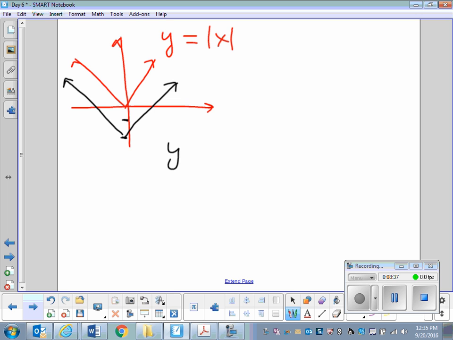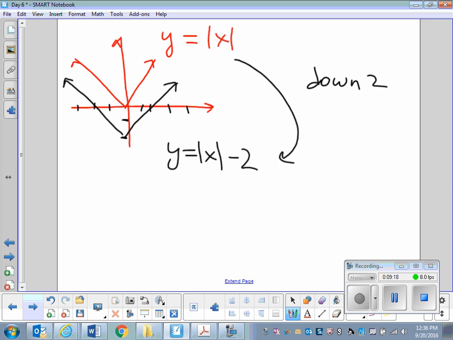Using this, remember how we talked about the graph transformations, like up, down, right, left, all this stuff. So what happened from the parent to the new one? What kind of transformations did I do? Down 2, right? That's the only transformation that I applied. So how do you think we can write this new equation? Right, so it's the original one, and then I say minus 2.